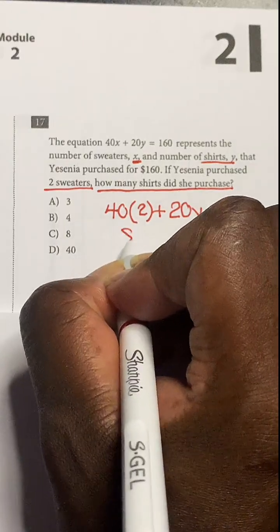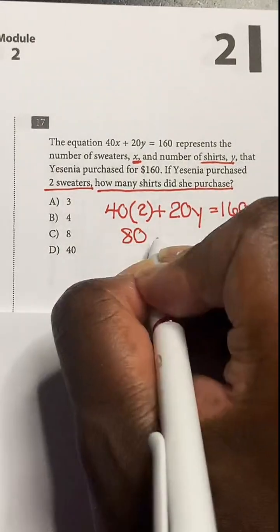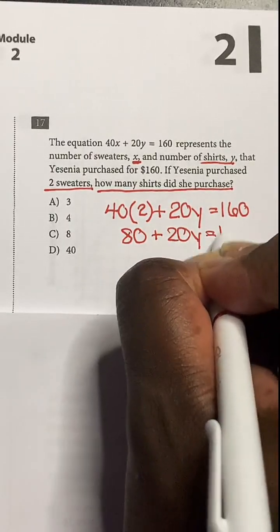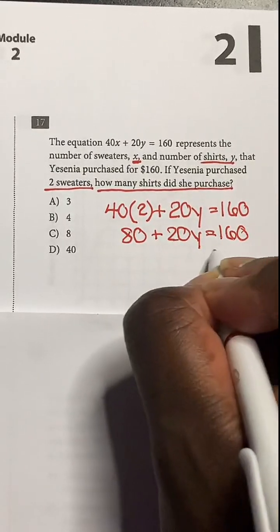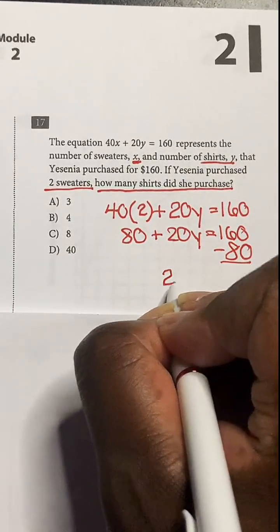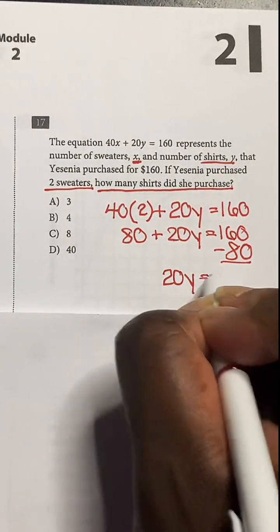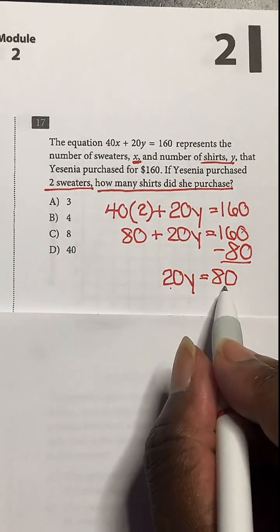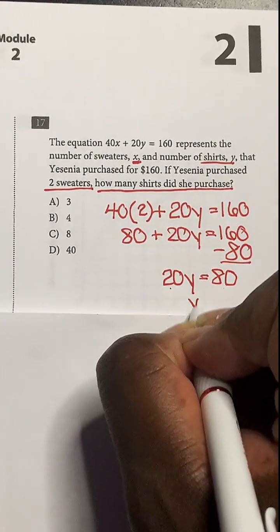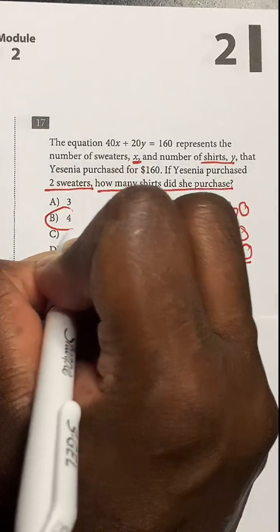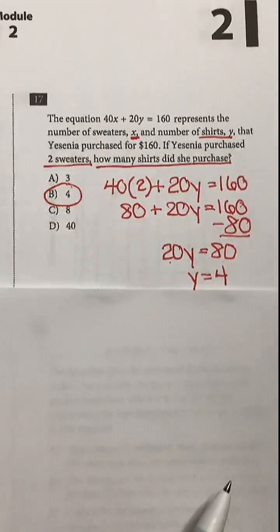So here we have our 80. And we know that once we subtract that 80 from the 160, that's also going to be 80. So that means you have 20Y is equal to 80. And then how many 20s will give me 80? That will be 4. So your answer will be B.